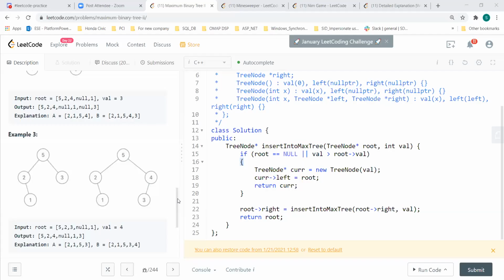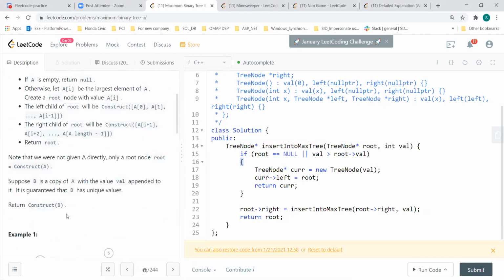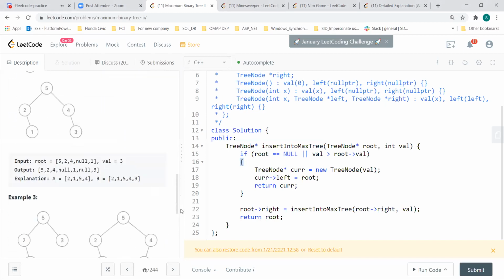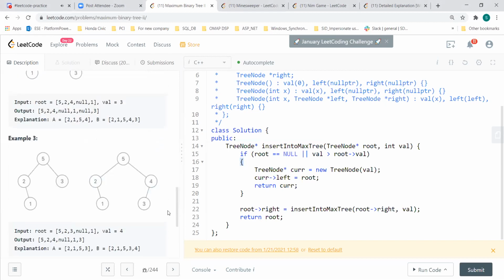I'm still trying to understand, though it's clearly mentioned in the problem that the value will be appended. The last statement for this problem. Go down. The last line, yeah. Suppose we copy and the value is appended to it. So you always append it to the right side of that array. Is it so? I mean, either it should be at root or right side. Is not that the case?